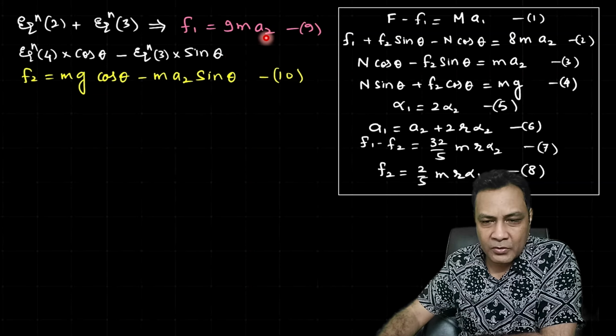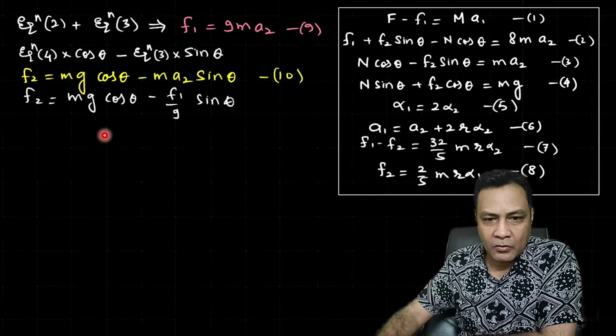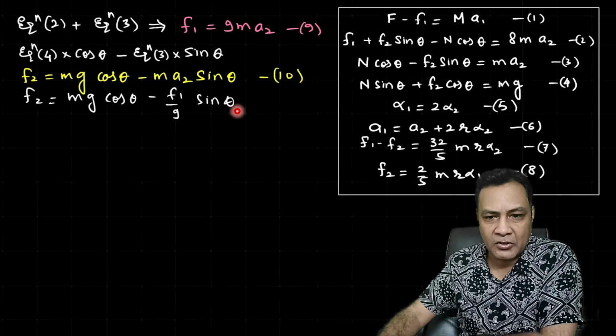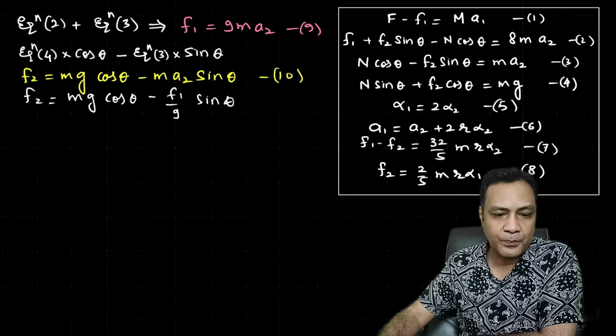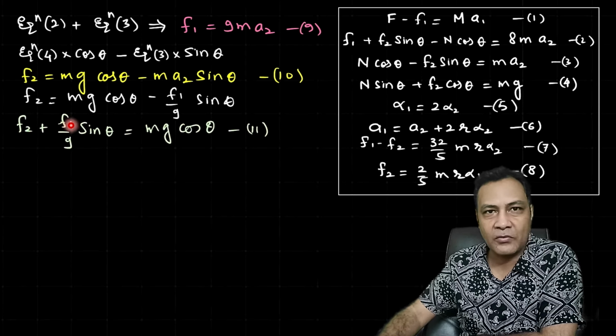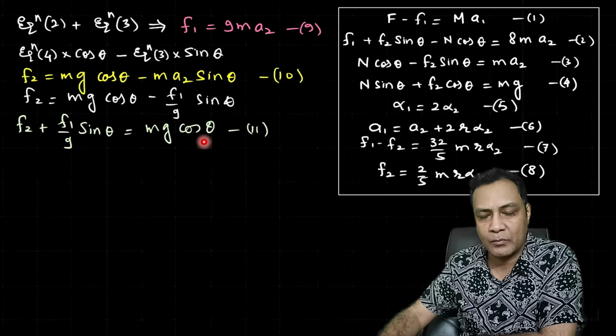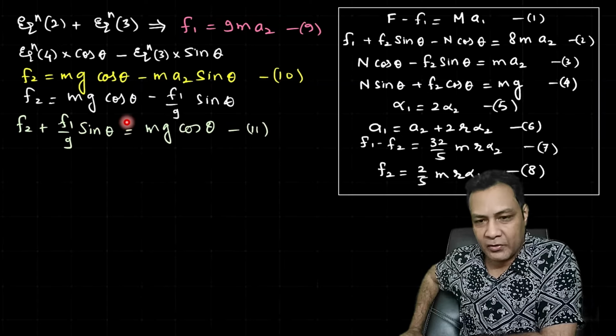And from this equation 9, I can use the value of ma2, which is f1 by 9. So f2 is equal to mg cos theta minus f1 by 9 sin theta. In place of ma2, I use f1 by 9. So let me take this f1 part on the LHS. So I will have one equation in f1 and f2, that is f2 plus f1 by 9 sin theta is equal to mg cos theta. So I've got one equation in f1 and f2.